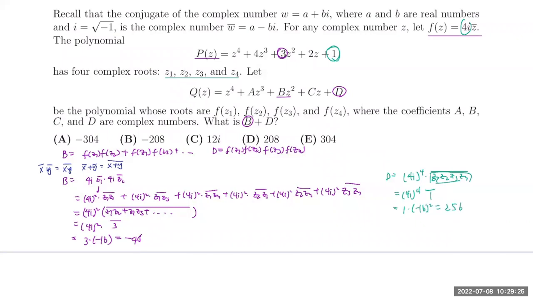So now we're asked to find what b plus d is. That is just going to equal negative 48 plus 256, which is equal to 208, which is answer choice D.